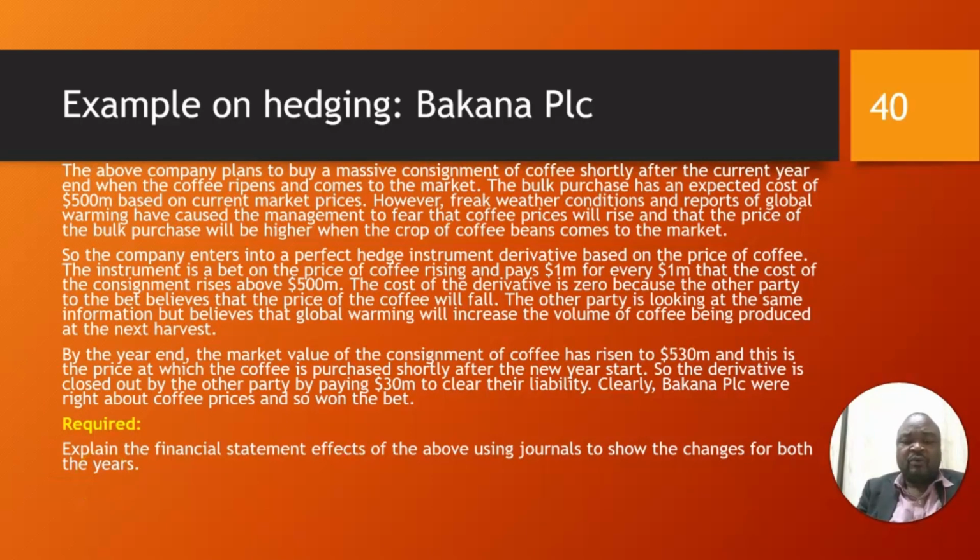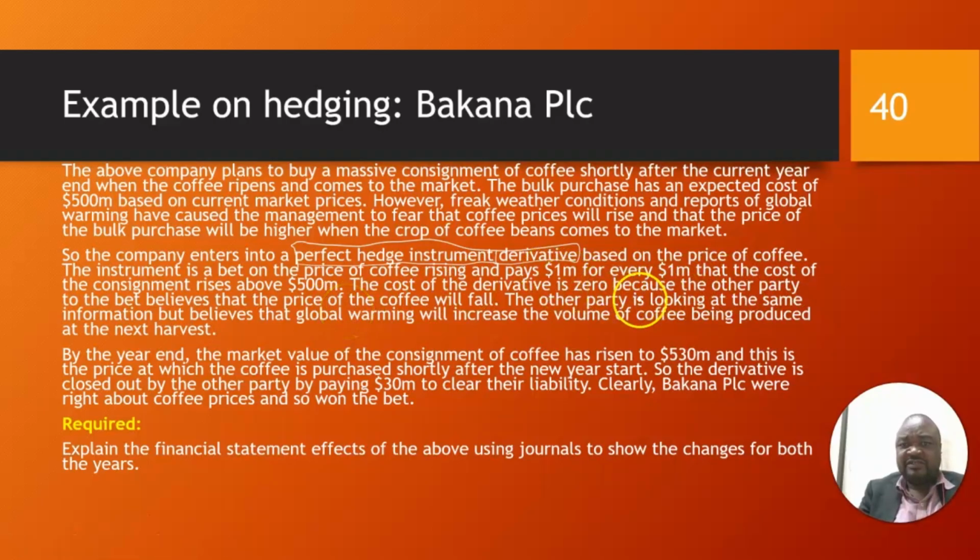So, we are told of the betting that is taking place. This company is trying to enter into a hedging transaction using derivatives. They've entered into a perfect hedge instrument derivative, and this is based on the price of coffee. Now, the instrument is a bet on the price of coffee rising and pays 1 million for every 1 million that the cost of the consignment rises above 500 million.